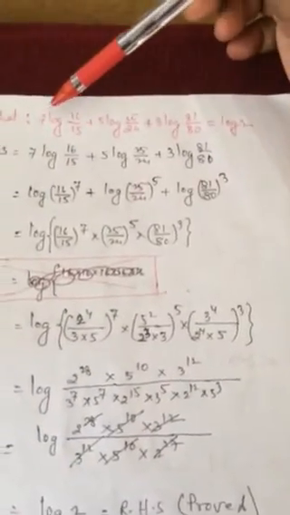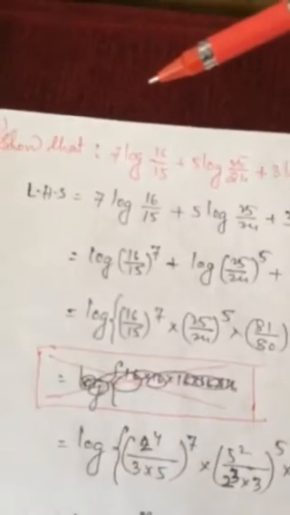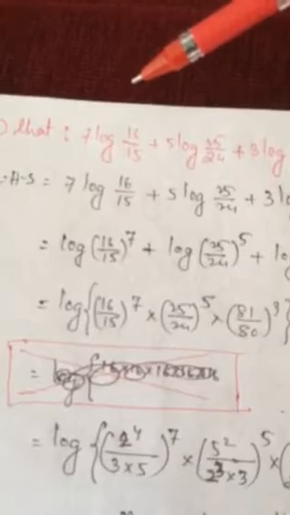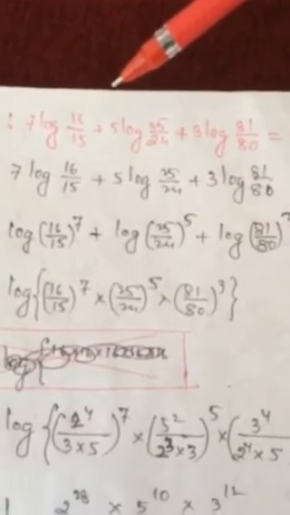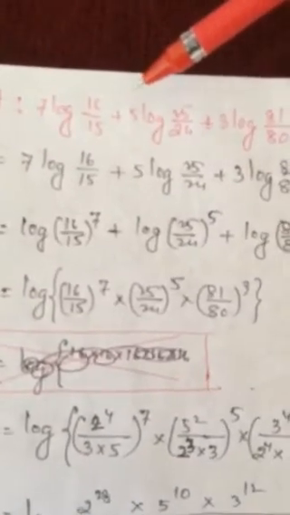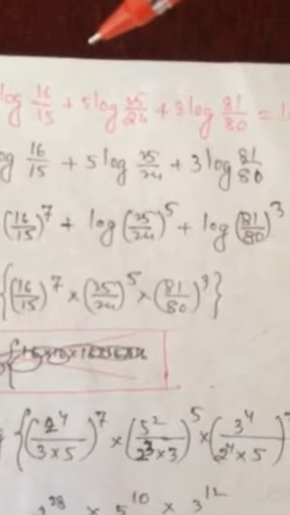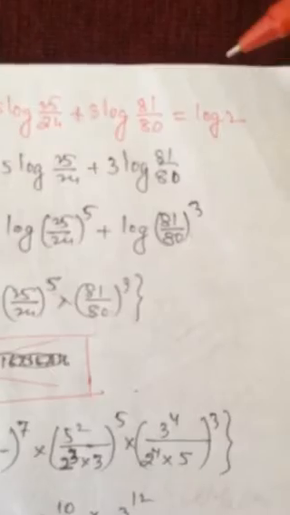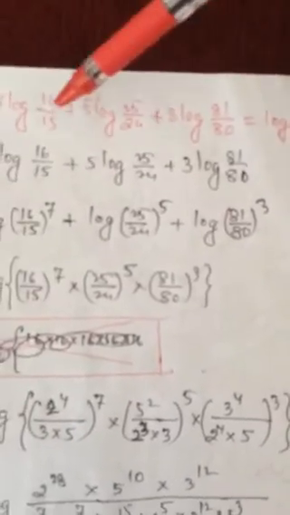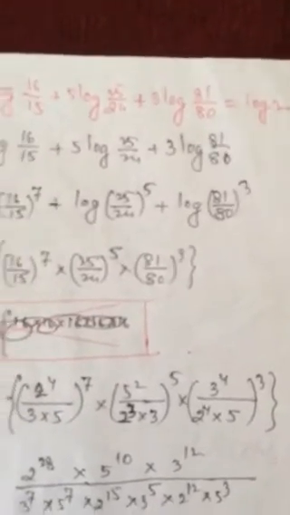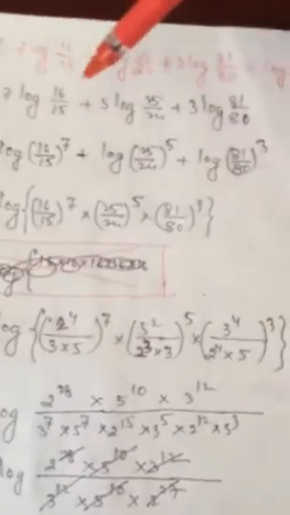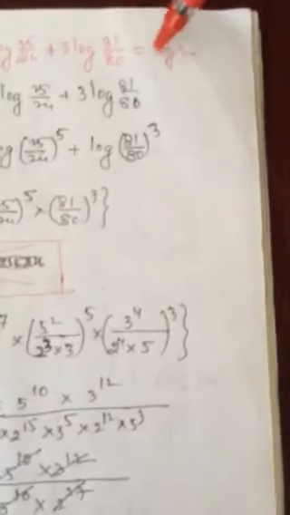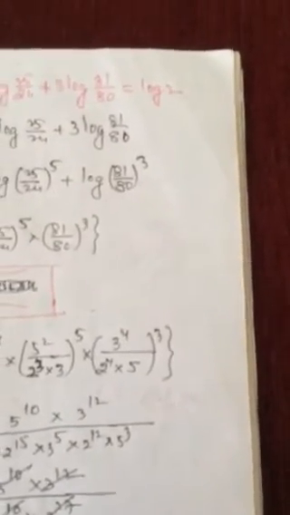Okay, the next question. You have to prove that 7 log 16 by 15 plus 5 log 25 by 24 plus 3 log 81 by 80 is equal to log 2. You have to prove that this is equal to log 2. So, LHS means the part which is given before the equal to, and the part which is given after the equal to is RHS.